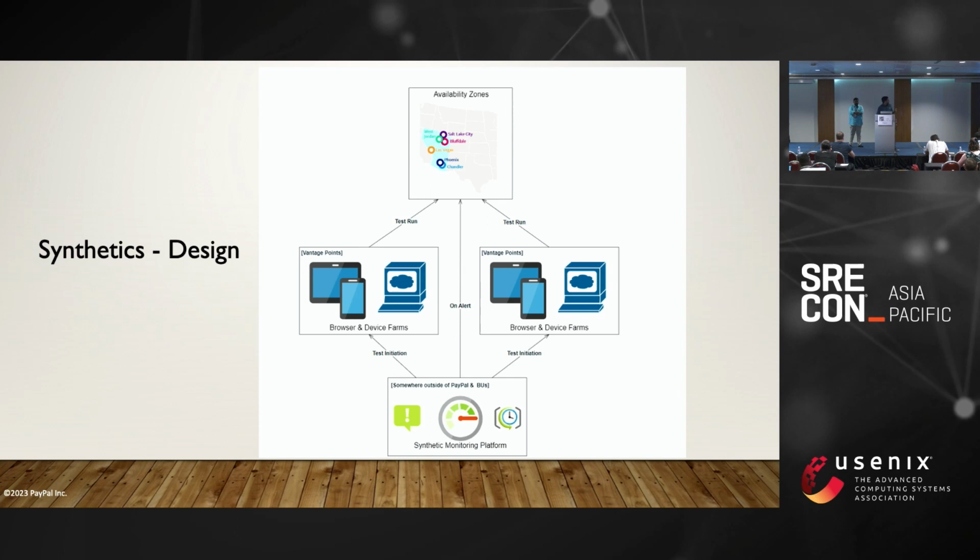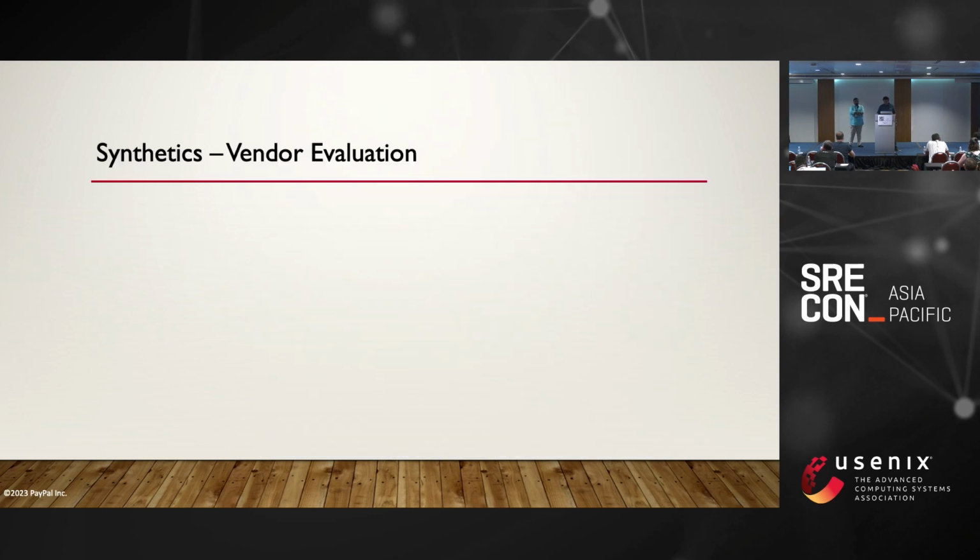And those requests should be processed by our own availability zones with the router. So this is a very high-level design we have conceptualized. And with that, we went into the market and started evaluating various vendor offerings. We wanted to learn and explore the industry trends and capabilities that are already available in the synthetic space.